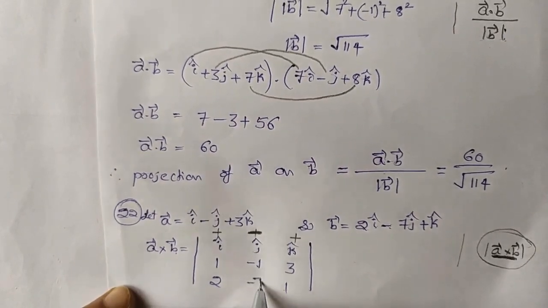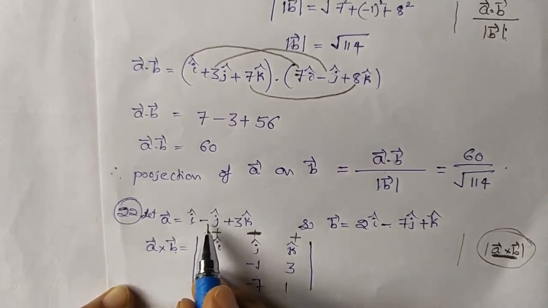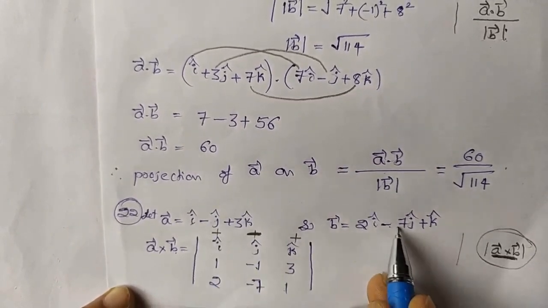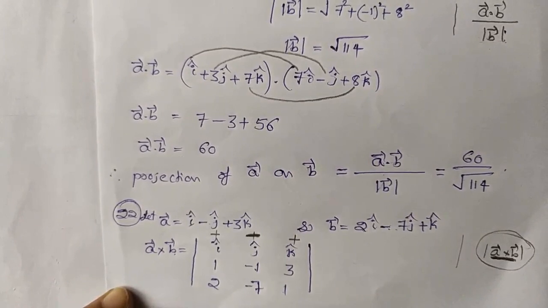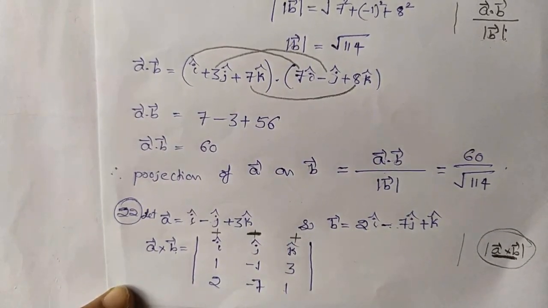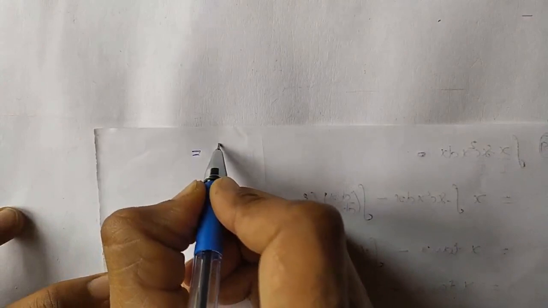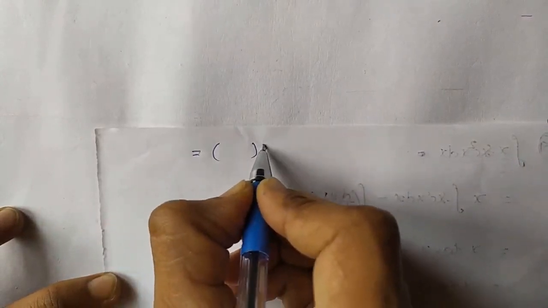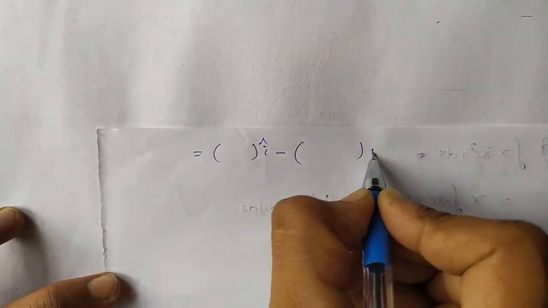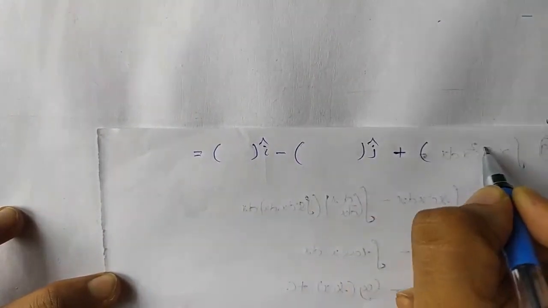Sorry, it's minus 7, isn't it? 1 minus 1 plus 3, 2 minus 7 plus 1. Now let us find out the determinant of this a cross b. That is equals to, first write i cap, next j, next k.